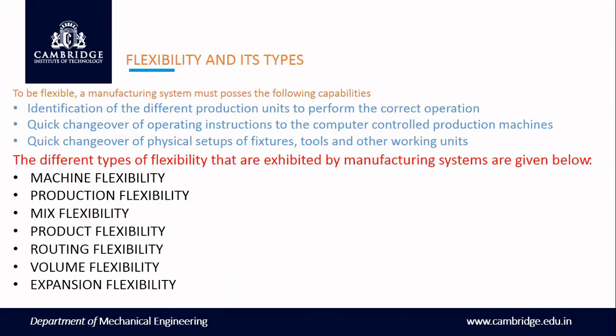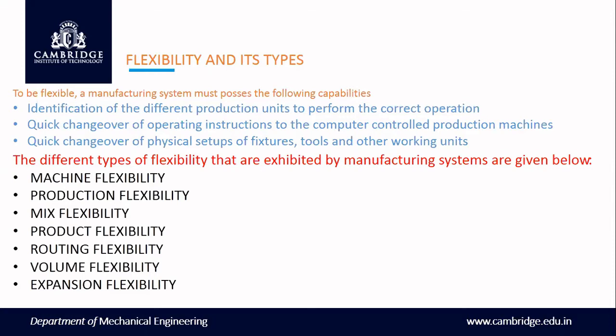Now, what is flexibility and its types? To be flexible, a manufacturing system must possess the following capabilities. One is identification of the different production units to perform the correct operation. You have to identify that in a single machine a number of products can be processed. Quick changeover of operating instructions to the computer controlled production machines. Quick changeover of physical setups of fixtures, that is jigs, fixtures and tooling and other work units. You have to be very flexible in adapting those changes also. That is a major thing you are supposed to have. If you want to be flexible, these are the 3 points you have to keep in your mind.